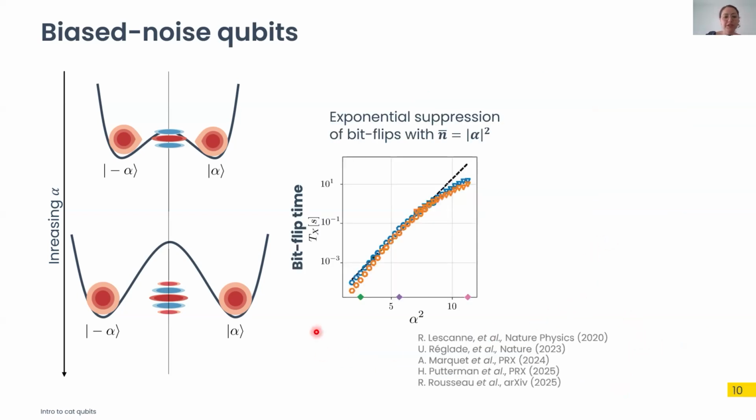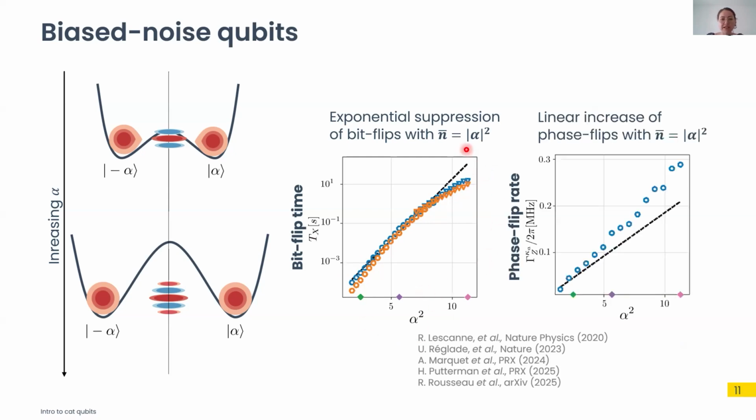experimentally shown. So here we have the bit flip time. So it's the inverse of a rate. And the time gets bigger, exponentially larger with the number of photons that we put in the cavity. And then now we have the bit flip rate where we see the linear increase. And this has been shown in several works by Alice and Bob, by AWS. And so this is some proved exponential suppression of bit flips.